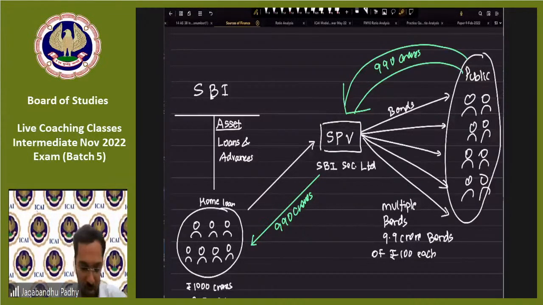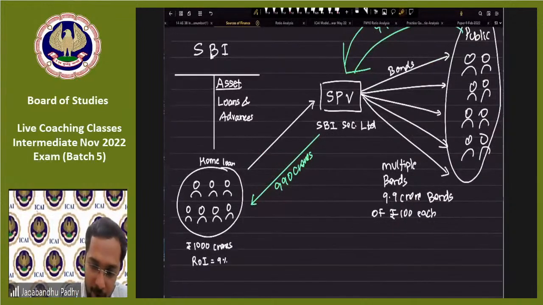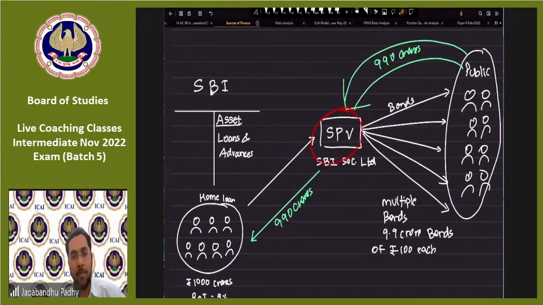Now the question is, what does SPV earn from here? What is this middleman SPV earning from this entire transaction, from this entire arrangement? What is the earning of SPV? Because to do all these things, it will require funds. From where is that fund coming in, or what are the sources of income from which SPV is going to earn?